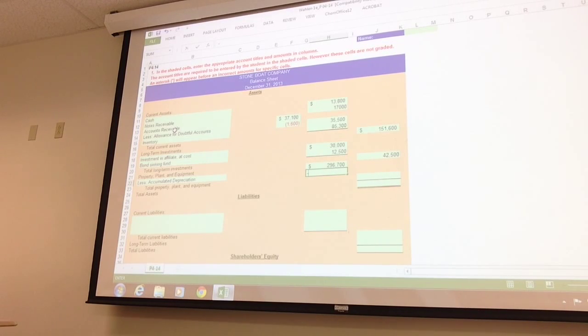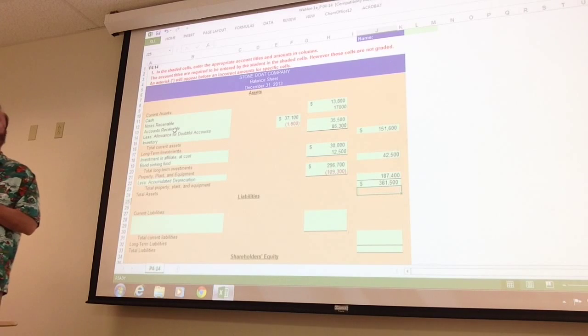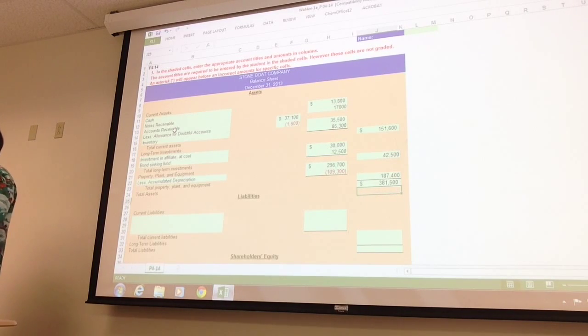So that was 109,300. So the net book value, which is the total for property, plant, and equipment, is 187,400. You then add up all of the current assets, the long-term investments, and the property, plant, and equipment, and you get total assets of $381,500. All right?